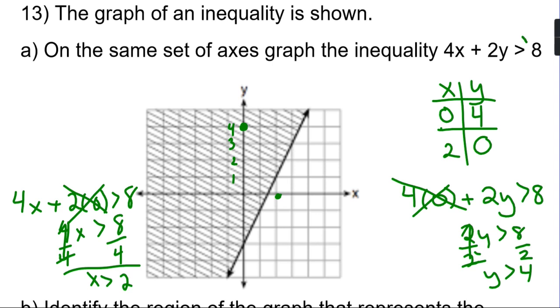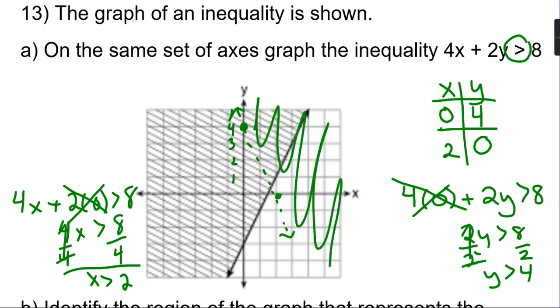Now I'm going to look at my symbol to decide if this should be a dotted or solid line. I don't see an equal sign, so that means I want to do a dotted line. If I saw an equal sign, I would do a solid line. But since there isn't, I do a dotted line because the points on the line are not included in my solution set. Then I see that it says greater than, so I'm going to shade above the line.